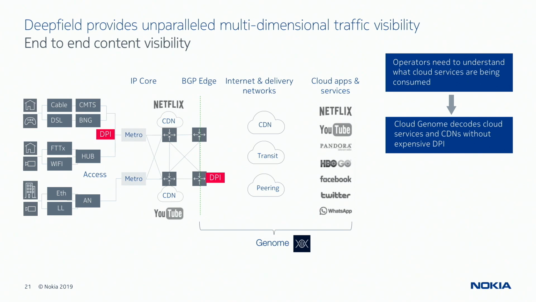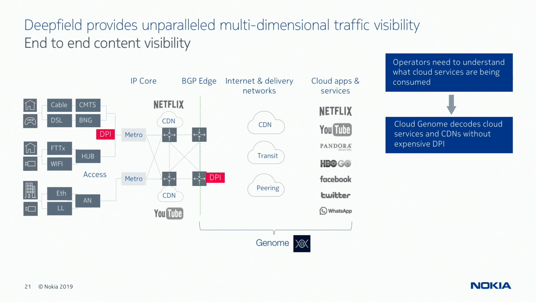Essentially what we're doing is decoding the different applications and cloud services that are running on the customer's network, so that they can understand what kind of content is being delivered and consumed on the network. Whether it's Netflix or YouTube or Pandora or Facebook or Twitter, we're able to decode that in software and give visibility into what kind of content is coming in and out of the networks. So this is great.